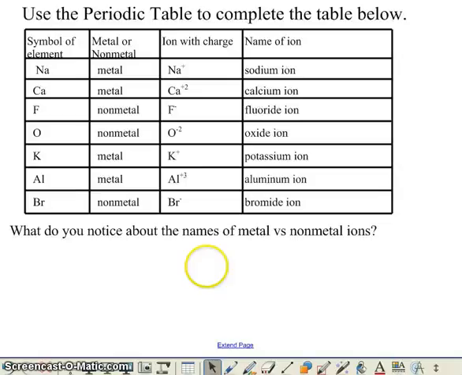How did you do? This is the correcting page, so hopefully you've finished. And again, the names of the metals versus the non-metal ions. Did you notice that for the metals, the name is the same as the element, but for the non-metal ions, fluoride, oxide, bromide, the ending is -ide? That attention to detail is what we'll need when we name compounds moving forward.